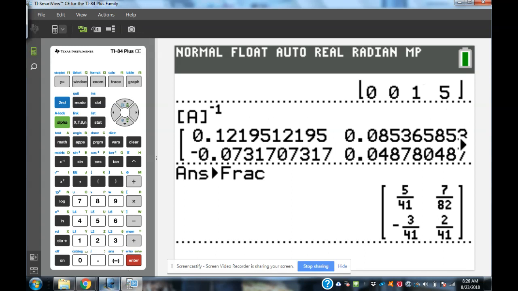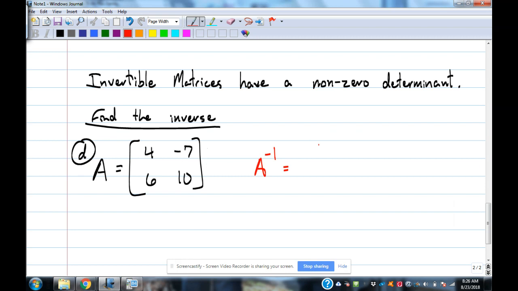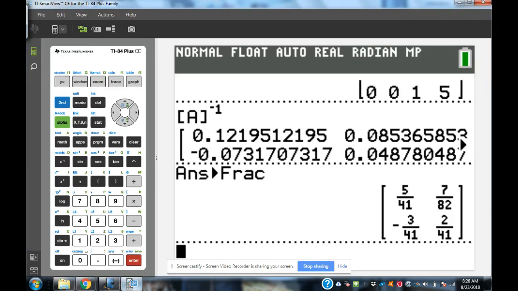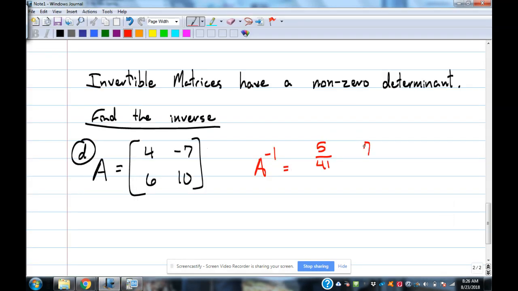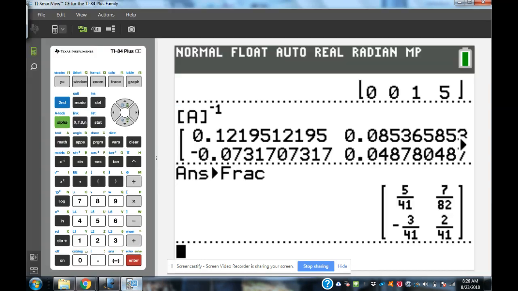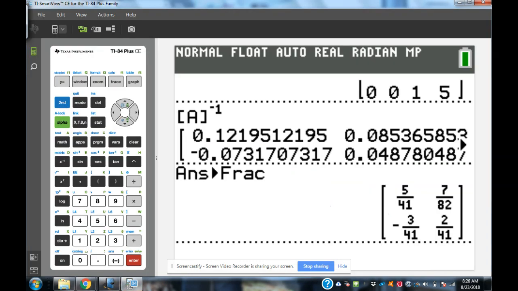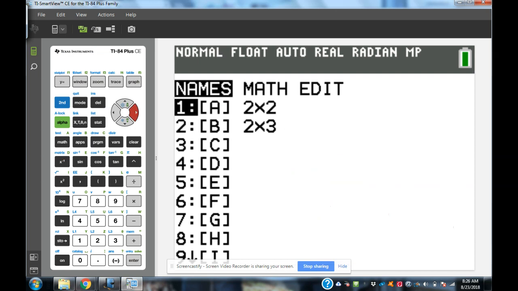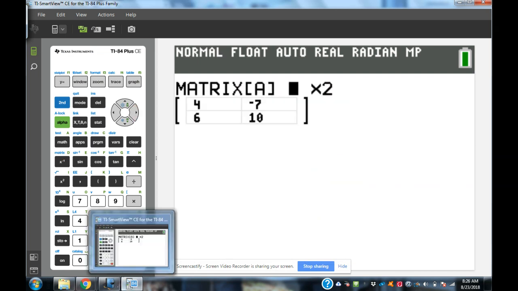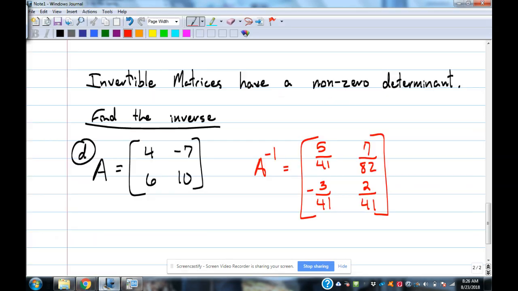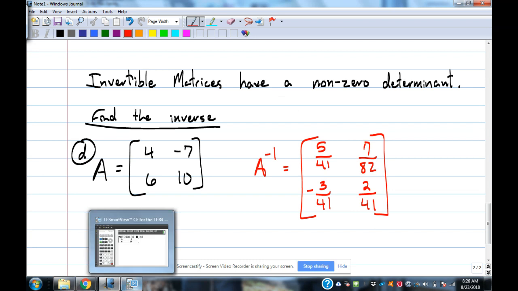Is it pretty? No. 5/41, 7/82, 3/40, -3/41, and 2/41. Let me make sure I typed in that matrix right, because I'm getting some funny looks. 4, -7, 6, 10. Yeah, that's right.